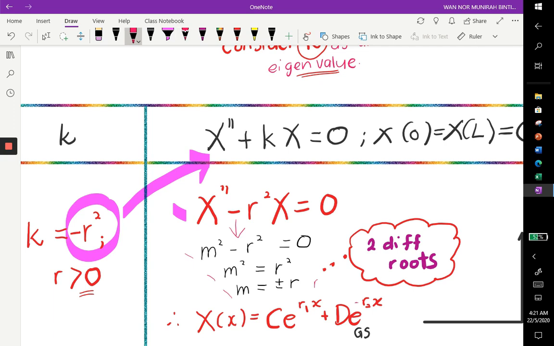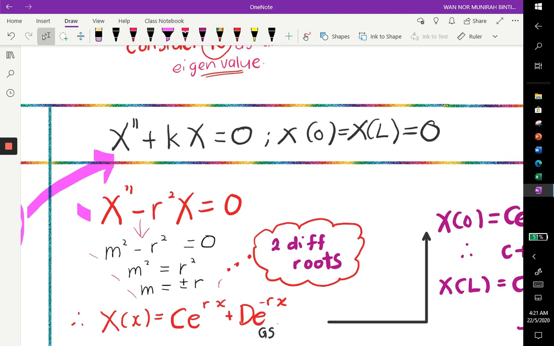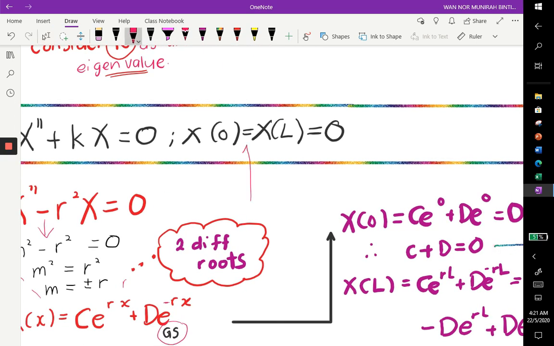So two different roots. I can say that the roots are positive r and negative r, whichever you call R1 or R2, it doesn't matter. So this is my solution, C e to the rx plus D e to the negative rx. I can conclude that this is my general solution. When I have the general solution, go back to our boundary conditions.